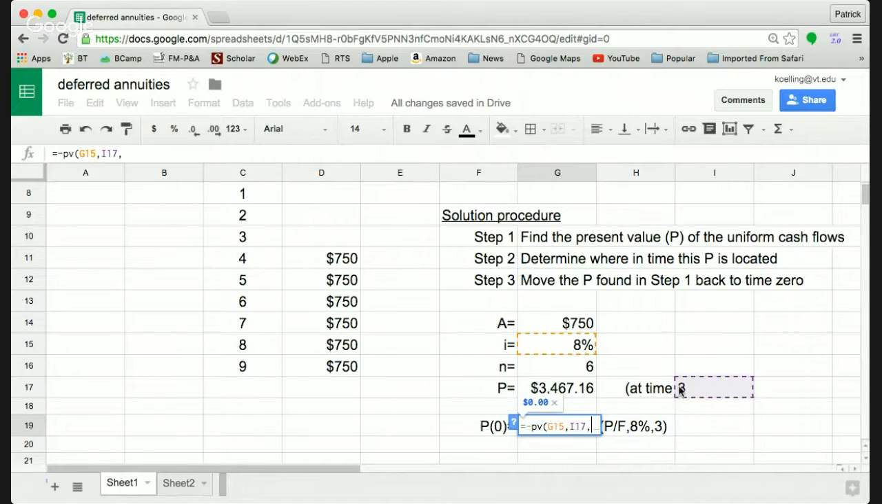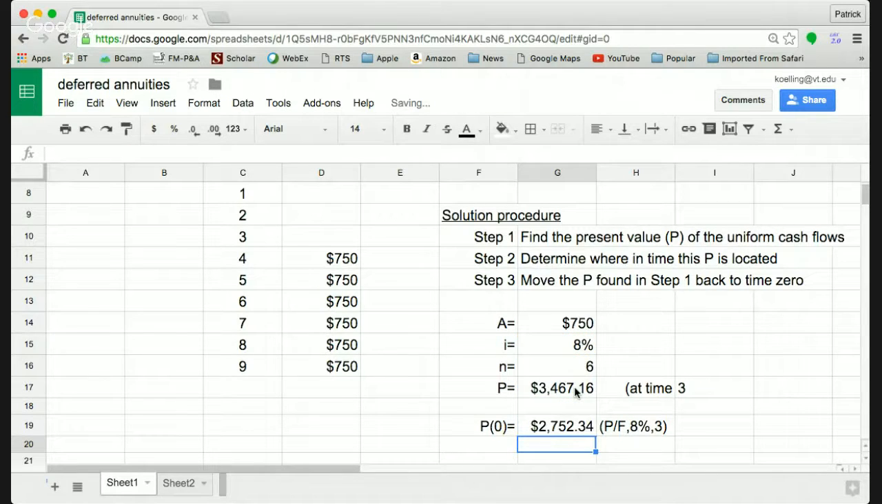The next argument is a uniform cash flow. We don't have that. This is not a periodic cash flow. It's a one-time cash flow. So I'll skip that argument. The next argument is the future value. Well, the future value here is the 3467.16, and that's all I need. So the present value at time 0 is 2752.34.